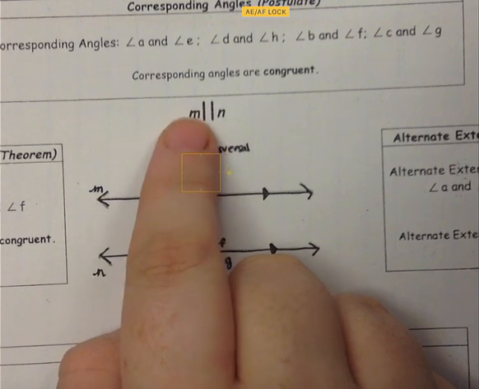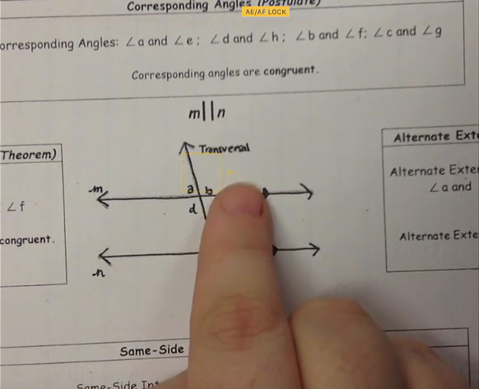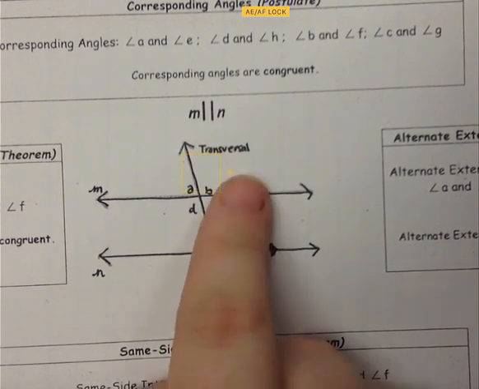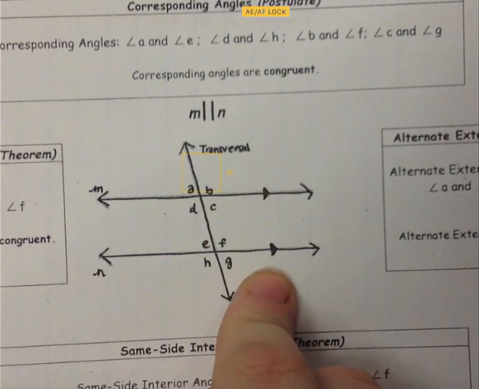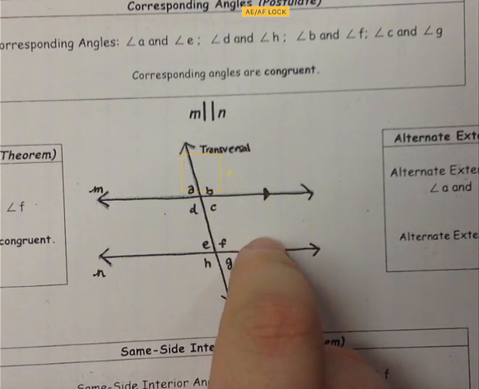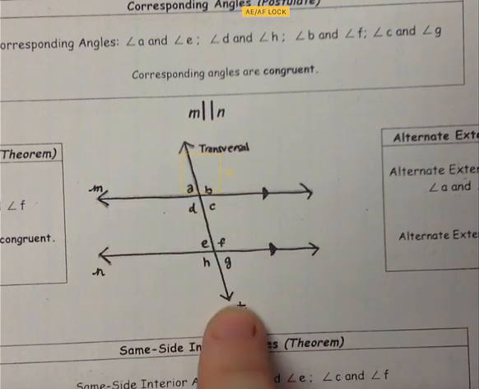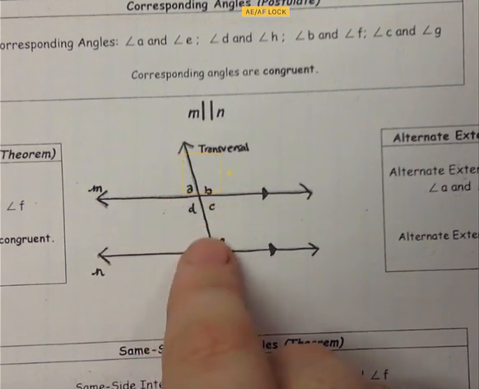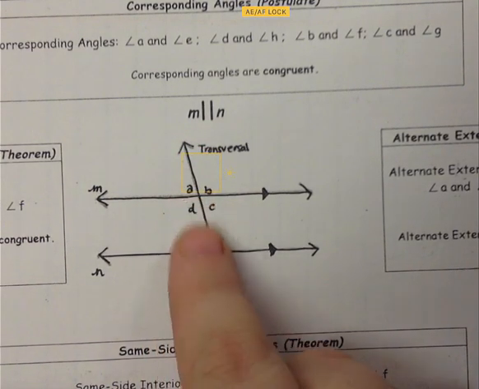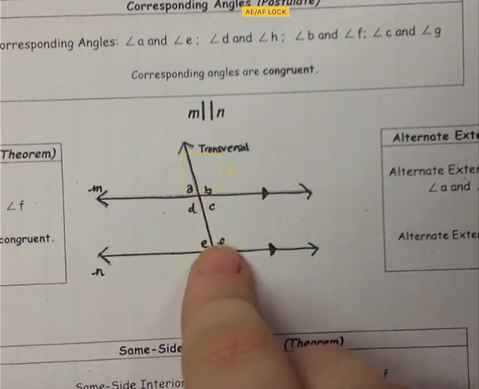It says that M is parallel to N, and then we also have these arrows inside the lines that show parallel marks, so that these two lines are parallel. The transversal is a line that crosses through both of these at two distinct points. What that means is that they're at two different locations.